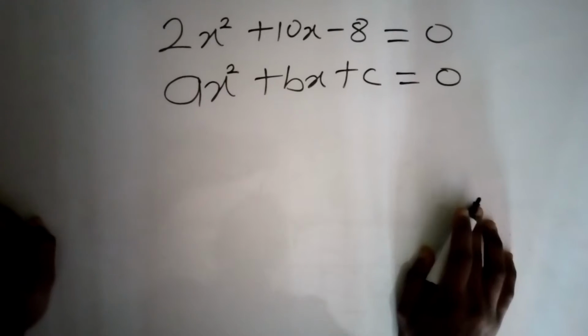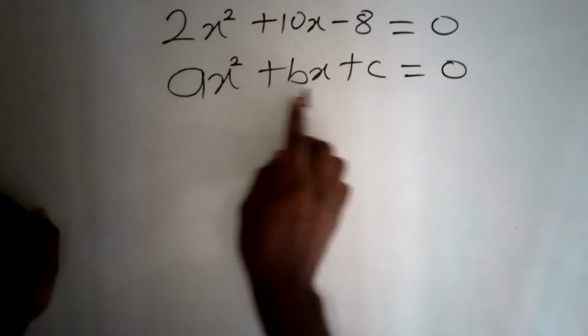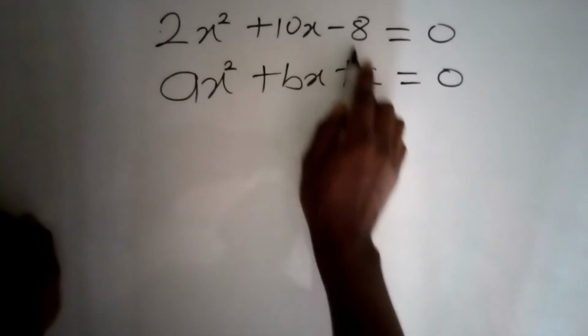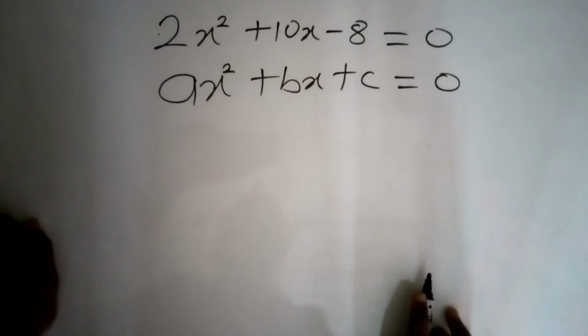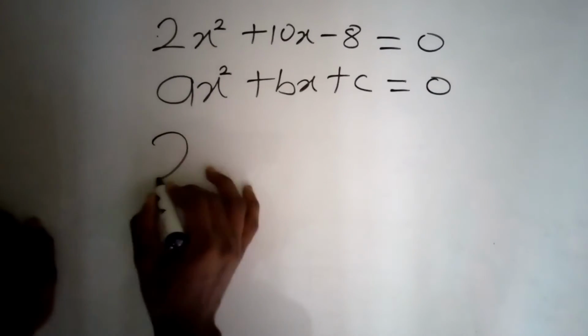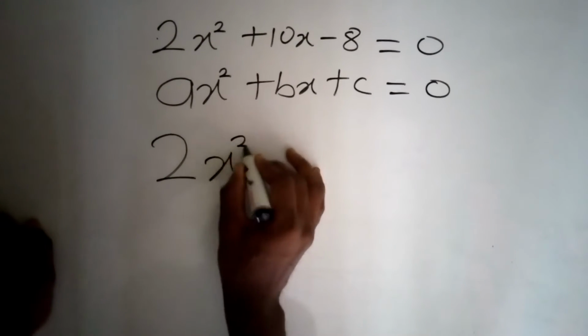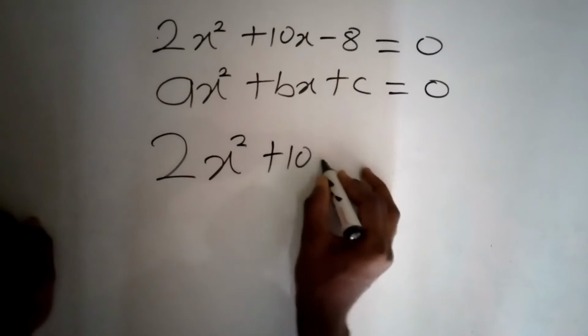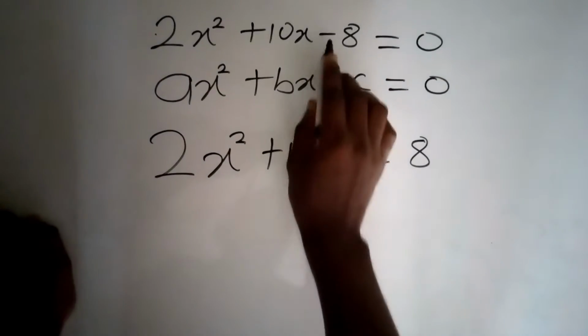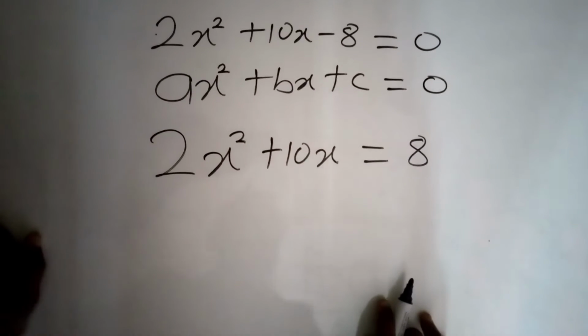Now here, if I choose to compare the coefficients, that is to compare x squared, x and the constant, obviously our a will be 2, b being 10, and our constant c being negative 8. Good. Now here, our first step is to send the constant c to the other side of the equation. That is, we will be getting 2x squared plus 10x equal to 8. Obviously, you have a negative number crossing an equal to sign, you get a positive number.